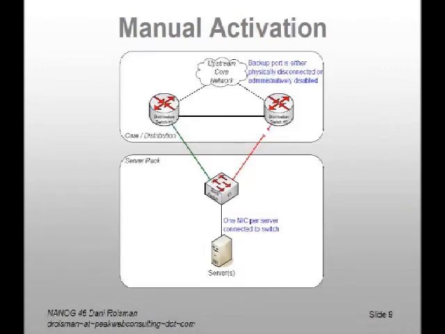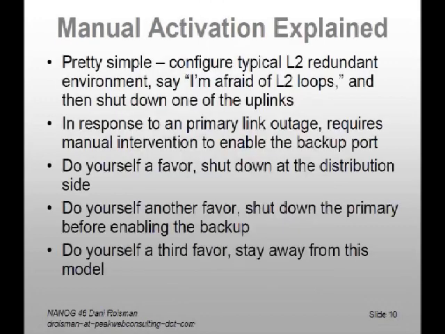Don't shut the backup link on the rack switch side, because then you can't unshut it without walking up to the rack switch or consoling in. Do yourself another favor. If you're going to switch over, make sure you shut down that primary, so if it does come back up, you don't have an inadvertent loop. Now do yourself a third favor. Just don't do this. It's messy. It's manual.